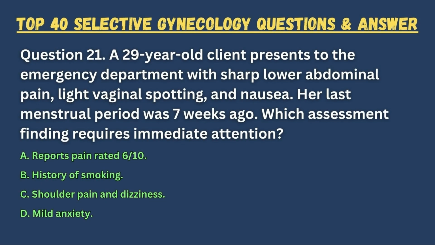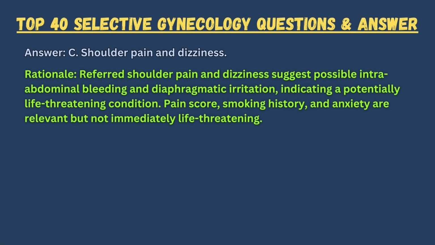Question 21. A 29-year-old client presents to the emergency department with sharp lower abdominal pain, light vaginal spotting, and nausea. Her last menstrual period was 7 weeks ago. Which assessment finding requires immediate attention? A. Reports pain rated 6 out of 10. B. History of smoking. C. Shoulder pain and dizziness. D. Mild anxiety. Answer: C. Shoulder pain and dizziness.